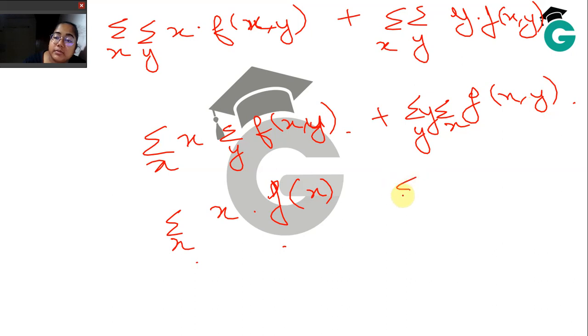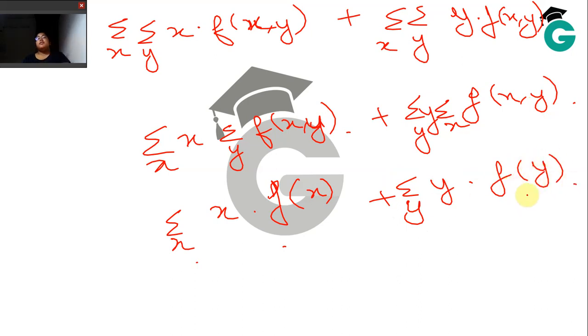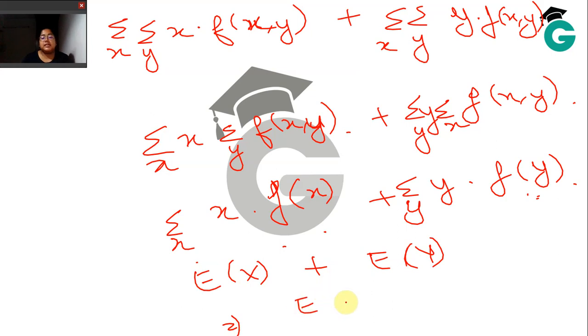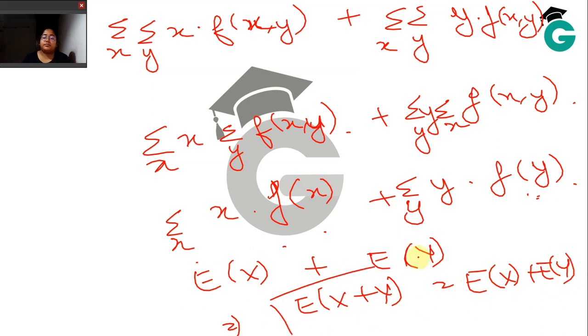So that's just going to be equal to summation over y, y into f of y, right? Where f of y is the marginal probability of y. This is the marginal probability of x, marginal probability of y. So then this is just equal to expectation of x plus expectation of y. This implies that the expectation of x plus y is precisely expectation of x plus expectation of y.